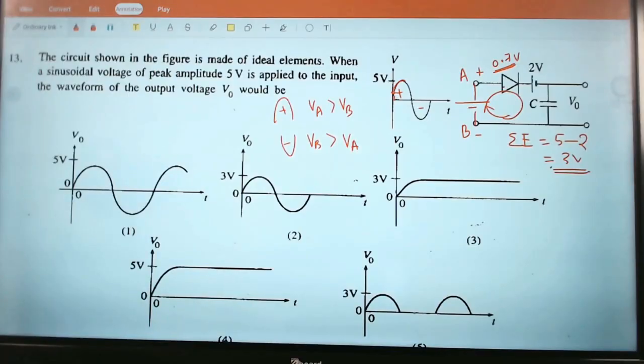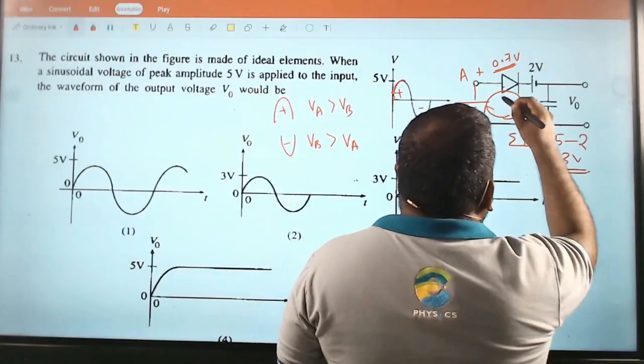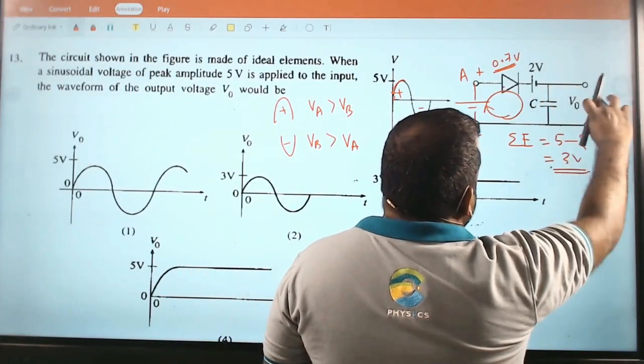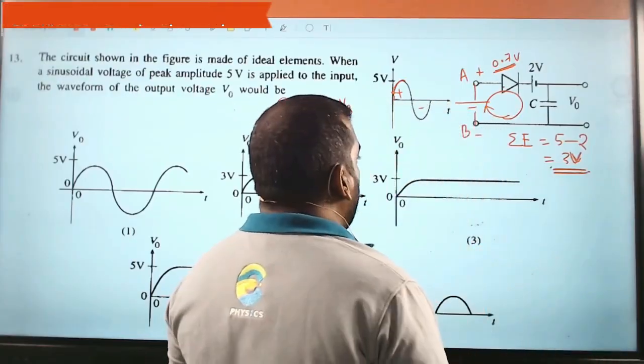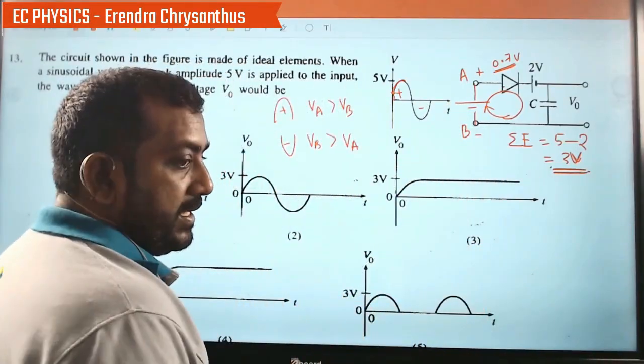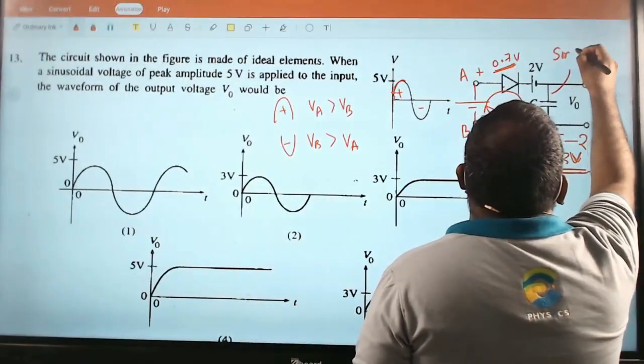What can you say about the voltage drop? No current, but what can you say about the voltage here? Reverse bias voltage will act across this. So here 3 volt is acting. Capacitor is there. Capacitor will do the smoothing job. This is the smoothing curve.